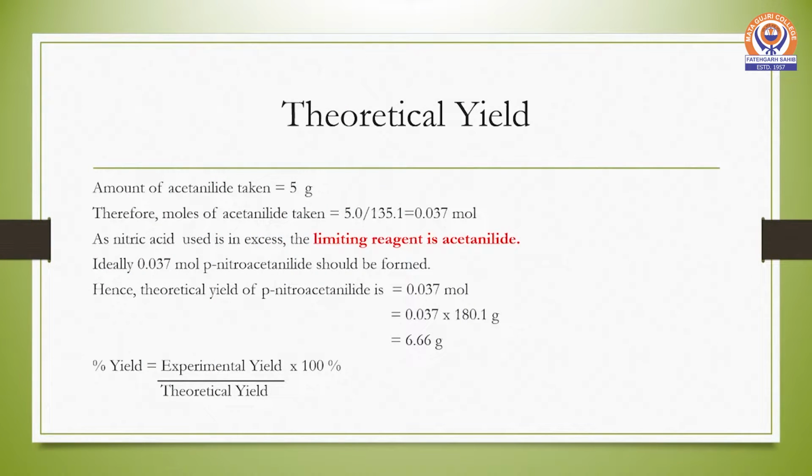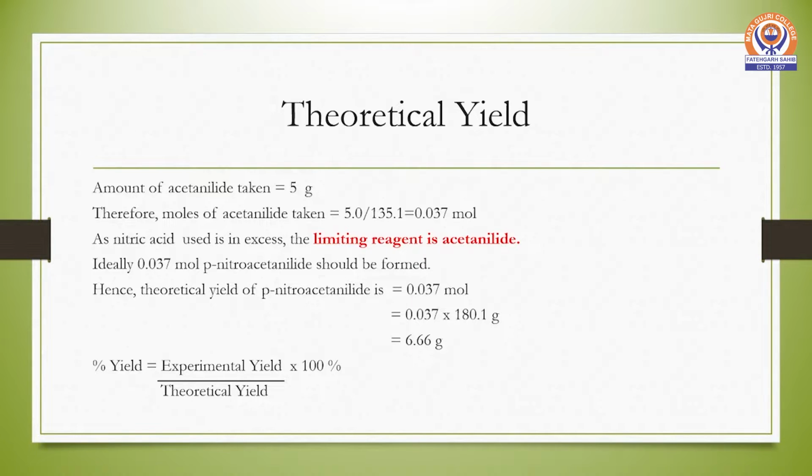The theoretical yield of this reaction can be calculated as shown here. The amount of acetanilide that we have taken is 5 grams. Therefore, we can calculate the moles of acetanilide taken by dividing this amount by the molecular mass of acetanilide, which comes out to be 0.037 mole.